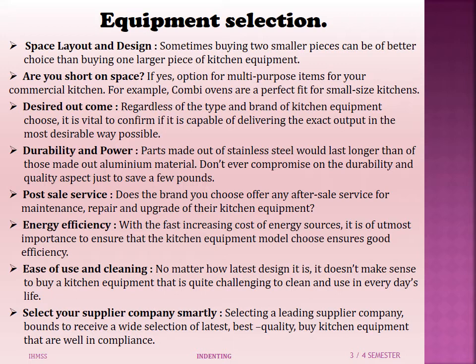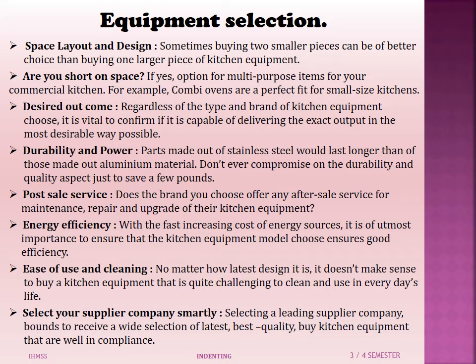it is vital to confirm that it is capable of delivering the exact output in the most desirable way possible. Number four, durability and power. Parts made out of stainless steel would last longer than those made out of aluminum material. So don't compromise on the durability and quality aspect. Number five, post-sales service. Does the brand you choose offer any after-sales service for maintenance, repair and upgrade for their kitchen equipment?